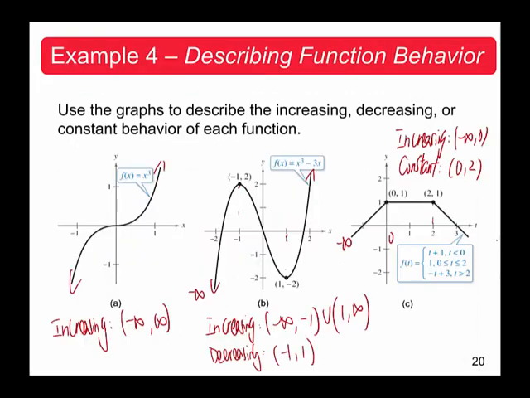From 2 to infinity, it's decreasing. It's a decreasing line, so it's going downward. So the decreasing interval is from 2 to infinity. And this one has all three different categories of the behavior here.